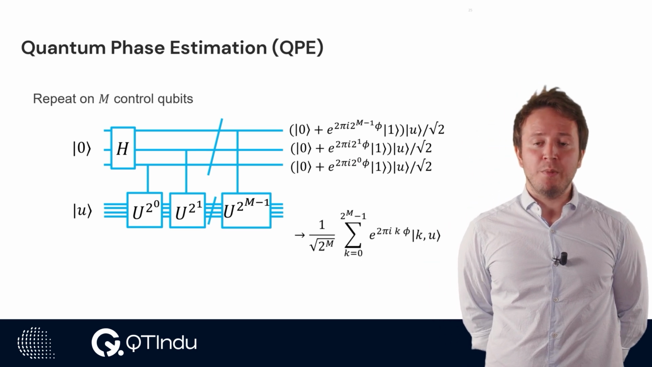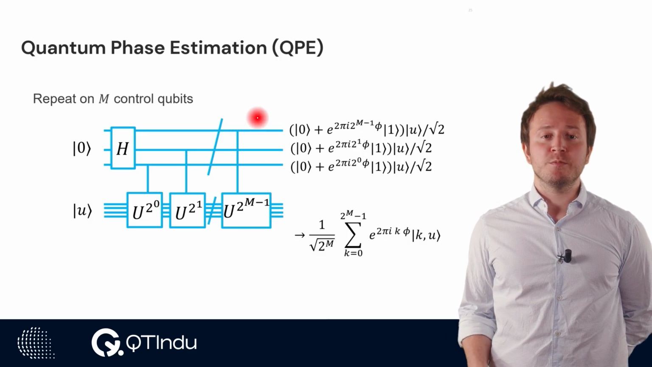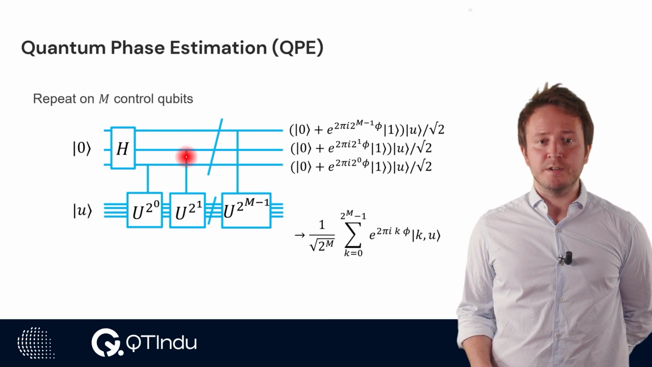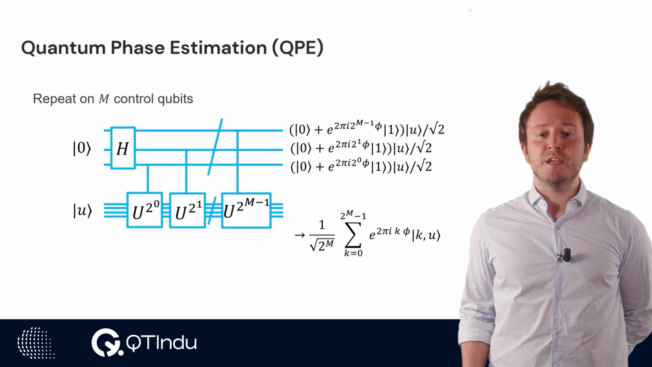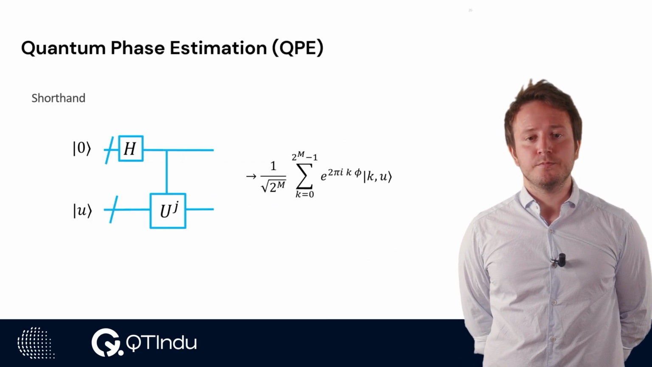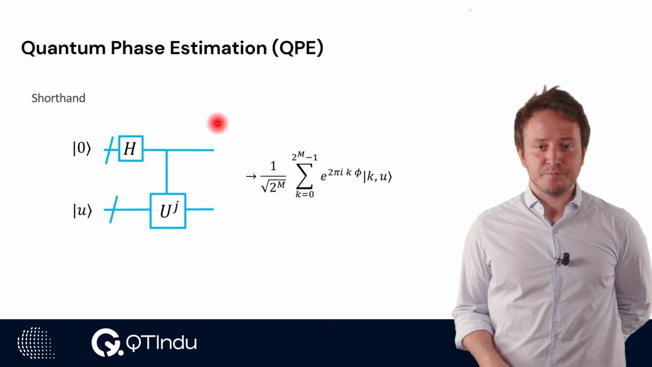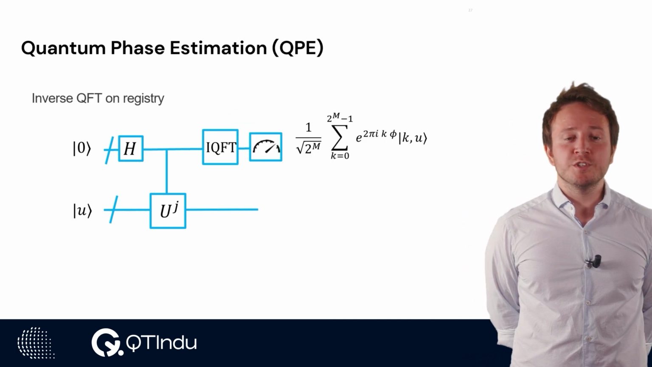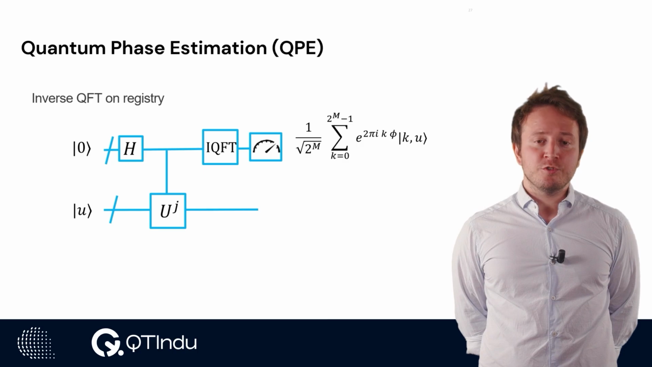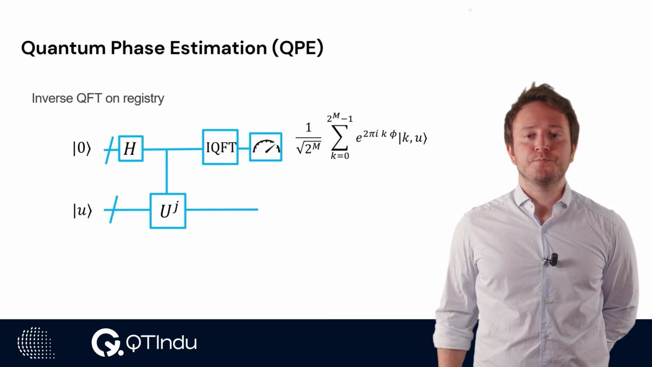Or, in other words, we can combine all of this just by saying that the final state will be the sum over all possible 2 to the power m control qubit codewords k, with a phase shift that depends on k and phi. We will often use the shorthand notation for this circuit that looks like this. Now we're in the position of doing something useful with it. And to do so, we will apply an inverse quantum Fourier transform to the control lines.